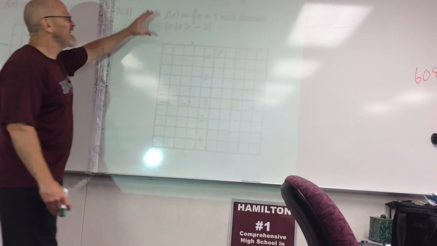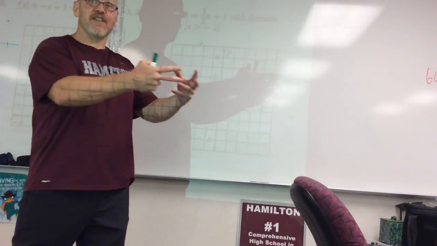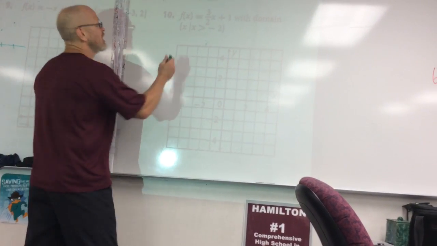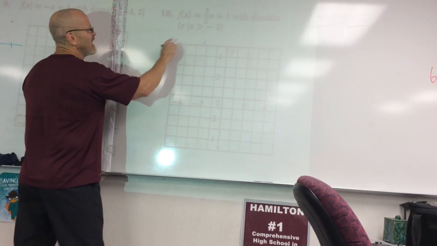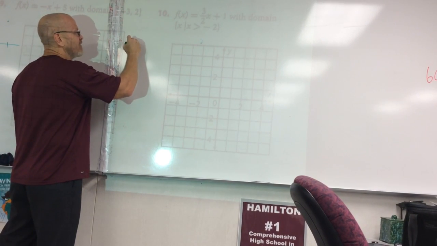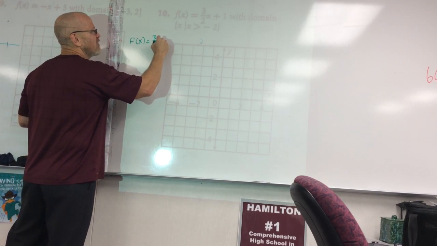We're doing what we call graphing a line and limiting the domain. They've given us a function, and we can see this function is defined with a slope of 3/2 plus 1. So I've got a function of x. I'm just going to write it down here: f(x) equals 3/2 x plus 1.